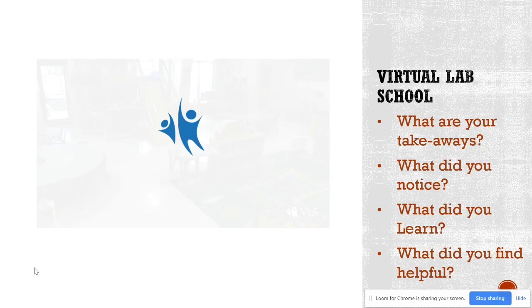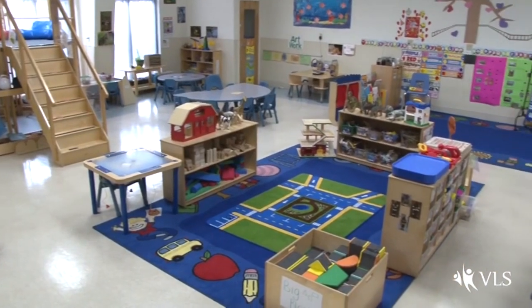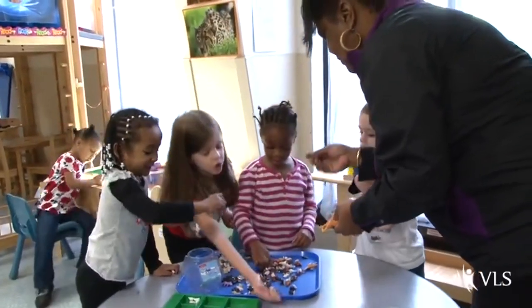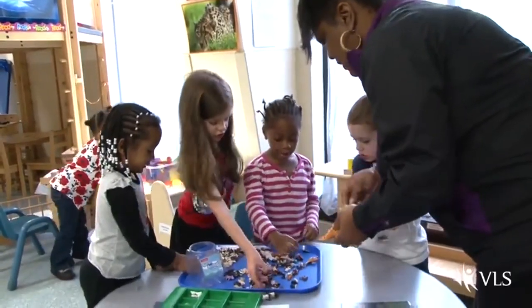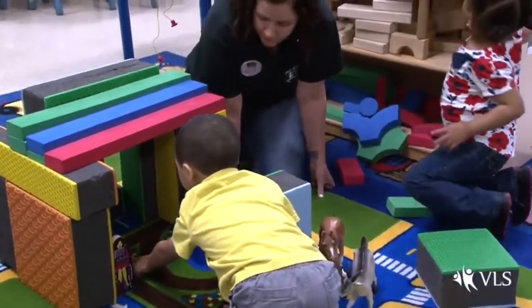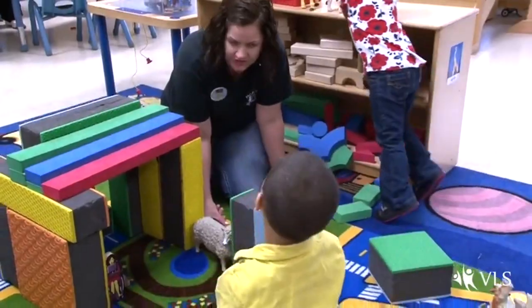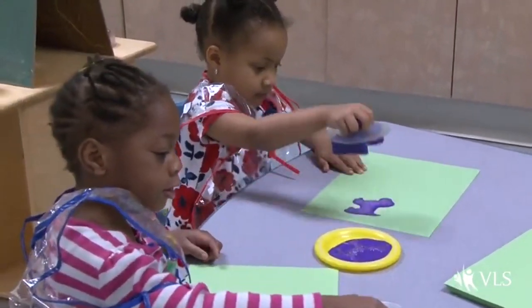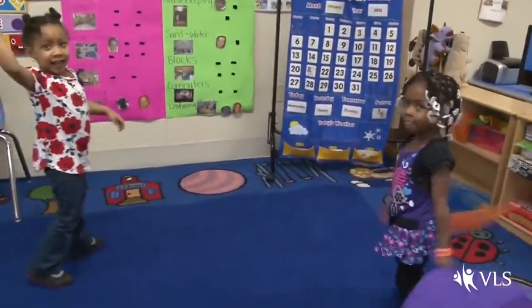What are your takeaways? What did you notice? What did you learn? And what did you find helpful? Your environment is the foundation of your curriculum. According to Dodge, Kolker, and Harriman in the Creative Curriculum for Preschool, an effective environment sends children a variety of messages about their learning. Let's learn about these messages and how you can make sure children receive them.